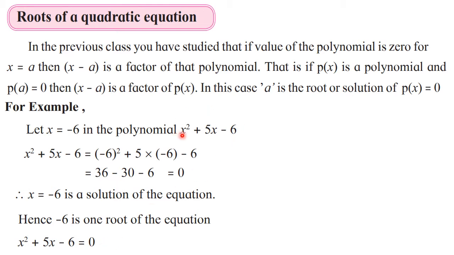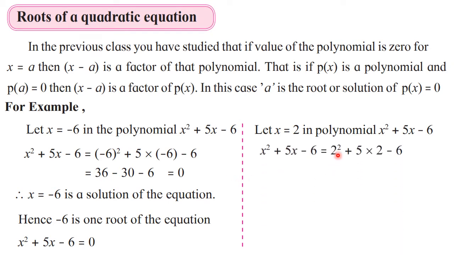Now let us check one more value for the same polynomial. Now we are taking the other value. Suppose we are taking now x is equal to 2 and let us substitute it here. Similar steps we will follow. So this equation now will be 2 square plus 5 into 2 minus 6. We are simply replacing x by 2 everywhere. This is called substitution. Now 2 square is 4, 5 into 2 is 10. Okay, so see, 4 plus 10 minus 6. So 4 plus 10 is 14, 14 minus 6 is 8.